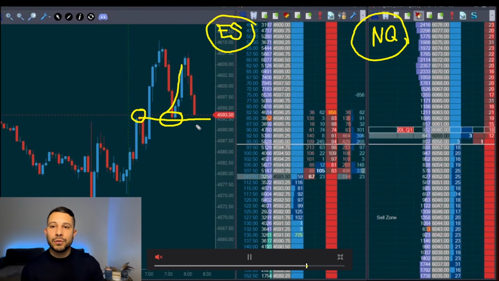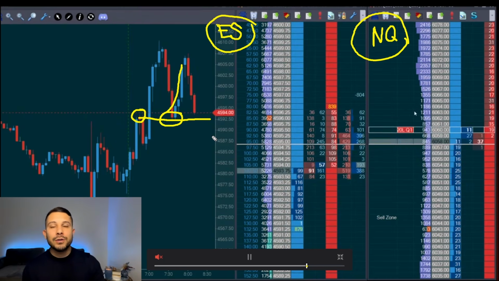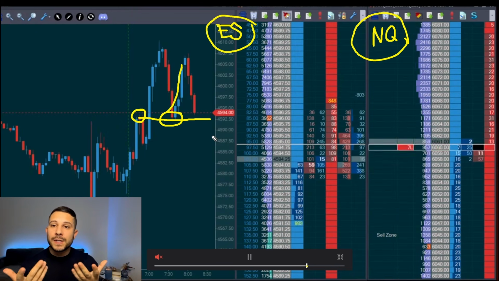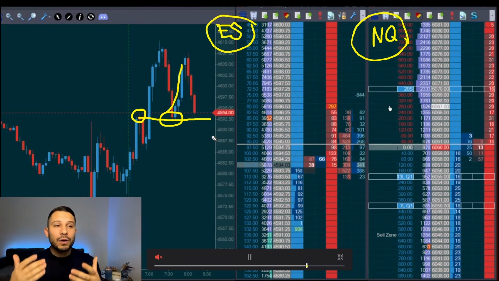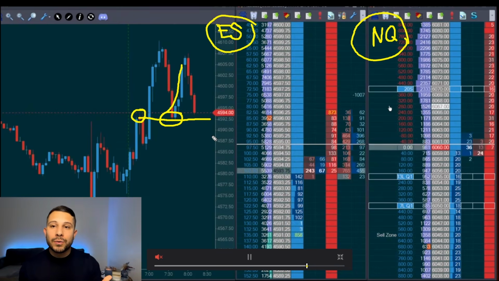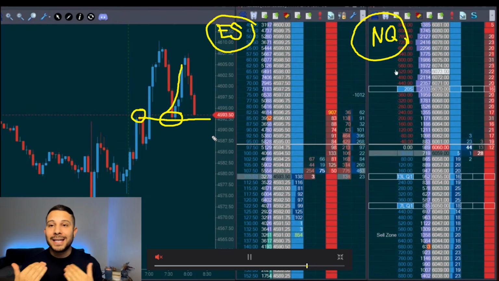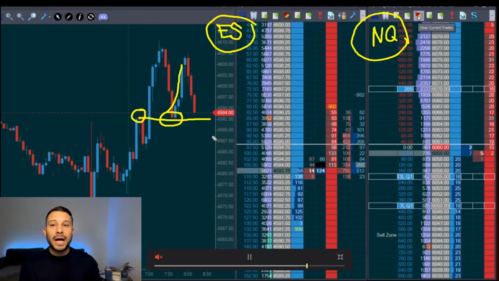When we get to these zones, you want to be really honed in on the DOM and see what are the transactions happening there, because the key insight is who is actually transacting at these levels. Are there buyers? Are there sellers? What are the odds of breaking up or breaking down? You don't have to guess. You can see it all happening live in the DOM.